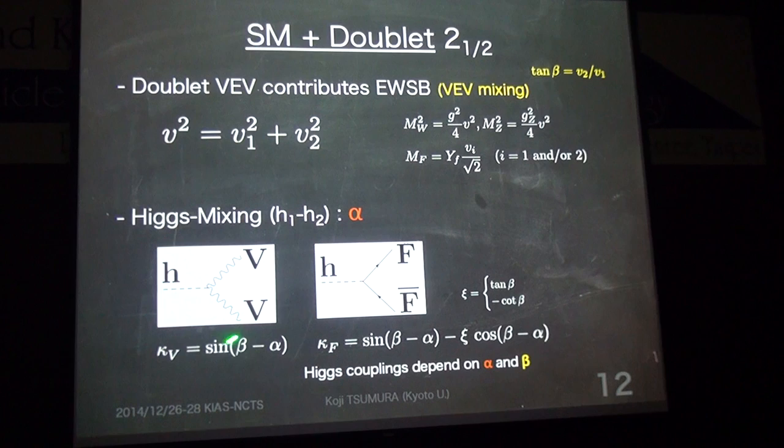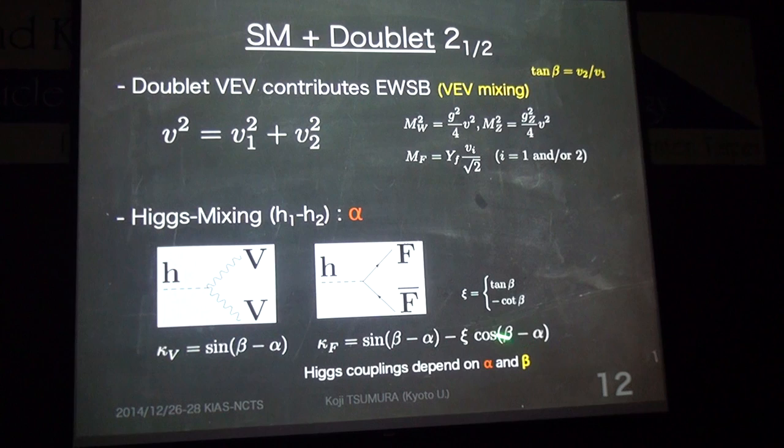So, in this extension, the Higgs coupling changes in this way. Kappa V is this famous factor, sine of beta minus alpha. And kappa F is corrected in this way: sine of beta minus alpha minus some Z factor, tangent beta or cotangent beta depending on the isospin of the fermion, times cosine of beta minus alpha.